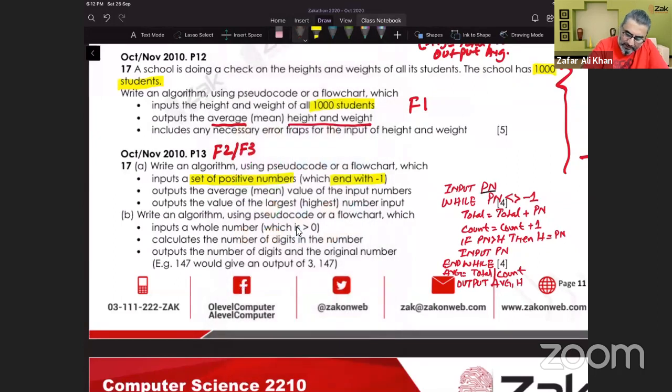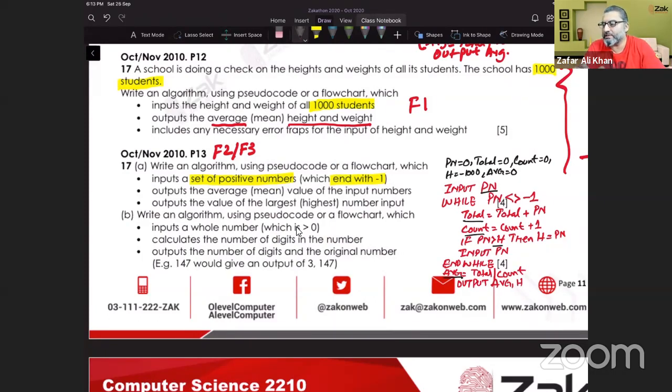Now what are the variables that we have? Positive number, so positive number is equal to 0. Then we have total, then total is equal to 0. Then we have count, then count is equal to 0. Then we have highest, and highest is always -1000 and lowest is +1000. And then we have average. Average is equal to 0. So this question is completed.